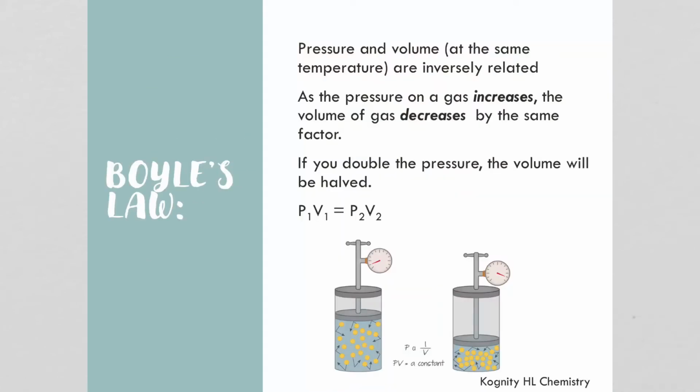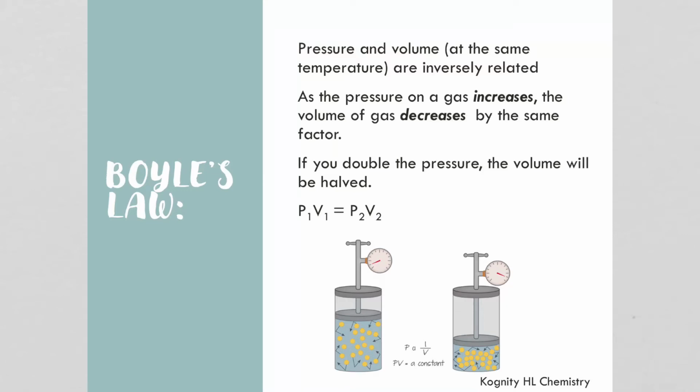So our first law is Boyle's law, and Boyle discovered that pressure and volume, when they're at the same temperature, are inversely related. As the pressure on a gas increases, the volume of the gas will decrease by the same factor. So if you doubled the pressure, the volume would be cut in half. If you doubled the volume, the pressure would be cut in half, and so on.